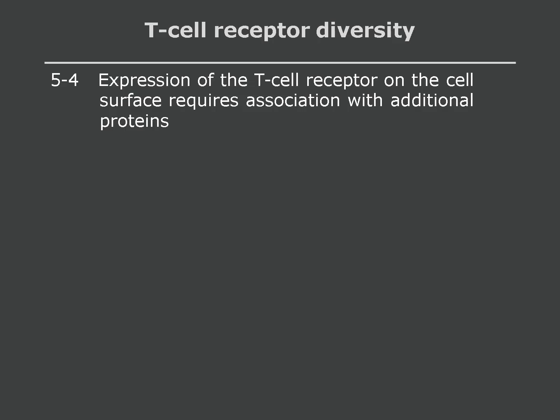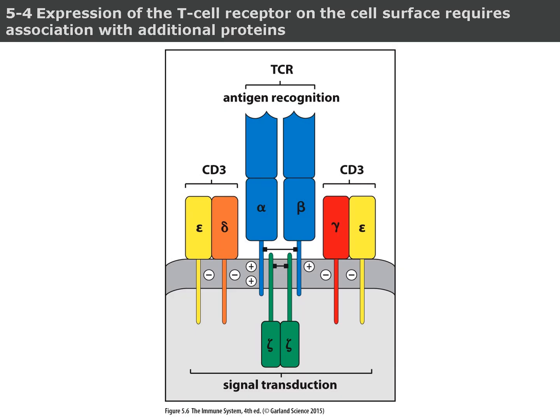Expression of the T-cell receptor on the cell surface requires association with additional proteins. This figure illustrates how the T-cell receptor is expressed on the surface of a T cell and how it functions in coordination with other proteins. The T-cell receptor is composed of an alpha chain and a beta chain, which together form the antigen recognition site.